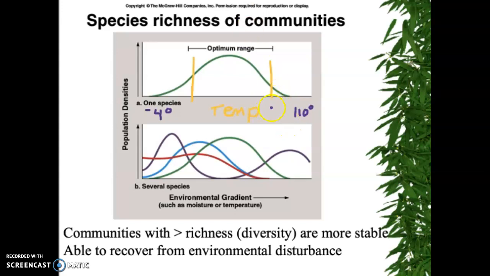Green species does really well. And I'm just going to make this simple. This is 85 up here, and this is 35 on the low side. So the green does well between 35 and 85. You get too cold in winter, freezes out. Doesn't survive real well. You get too hot in the summer, dies.